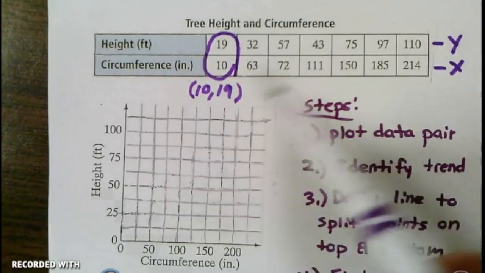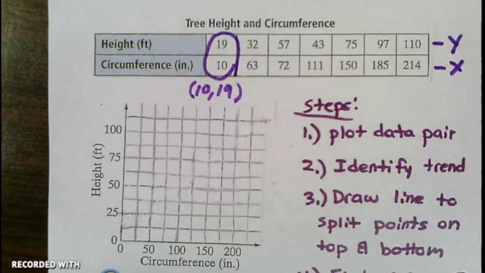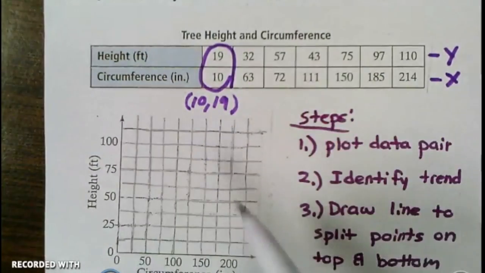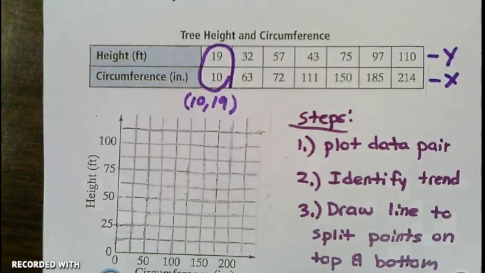And I want you to plot all the points, and then once you have your points, you're going to draw a trend line if there is a trend, and then you're going to use that trend line to do your best to predict what we would expect the height to be of a tree with a circumference of 175 inches. I can't wait to see what you got. Go ahead and get to work.